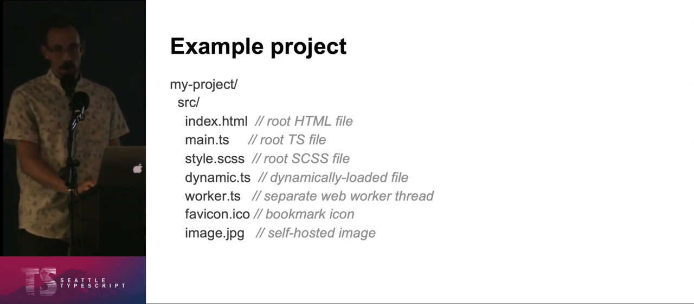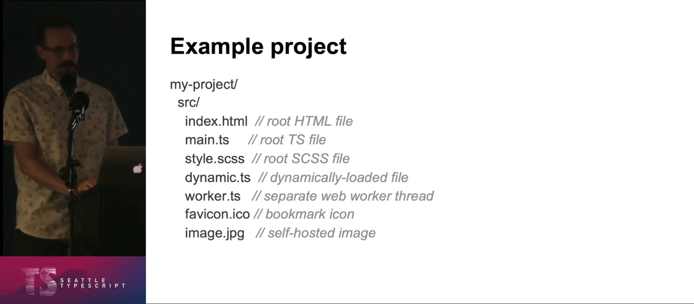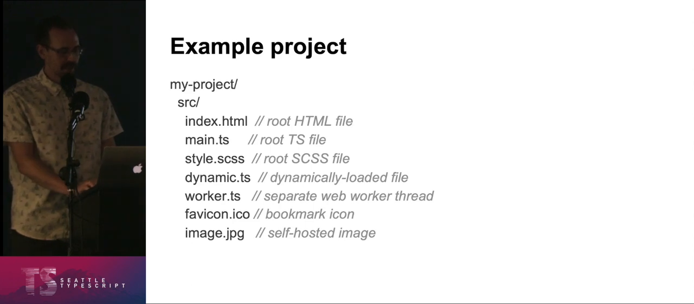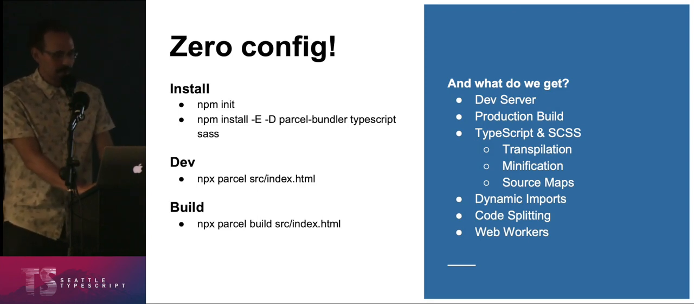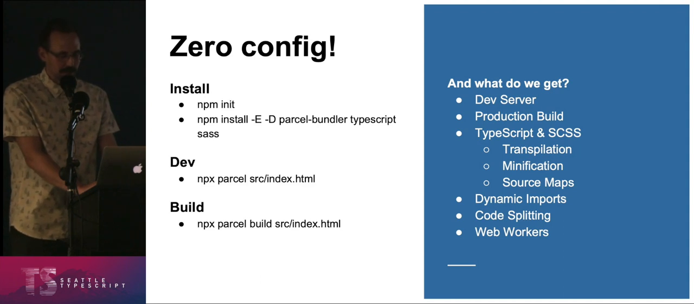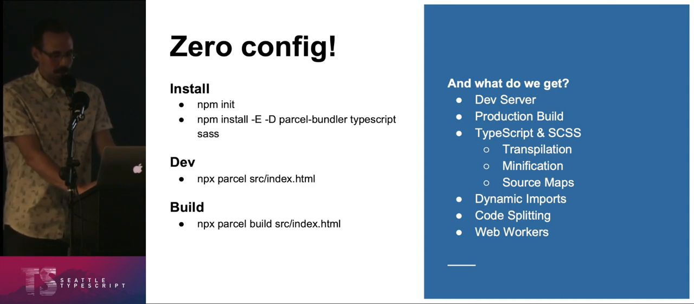Workers are hard in Webpack, surprisingly hard. You have to use this separate, not well-maintained loader because workers are in their own JavaScript realm, their own execution context. So we'll throw it at Parcel and see what happens. And it actually works pretty well. All we have to do to get running is initialize npm in our directory, install Parcel Bundler, TypeScript, and the Sass engine, and then just run.